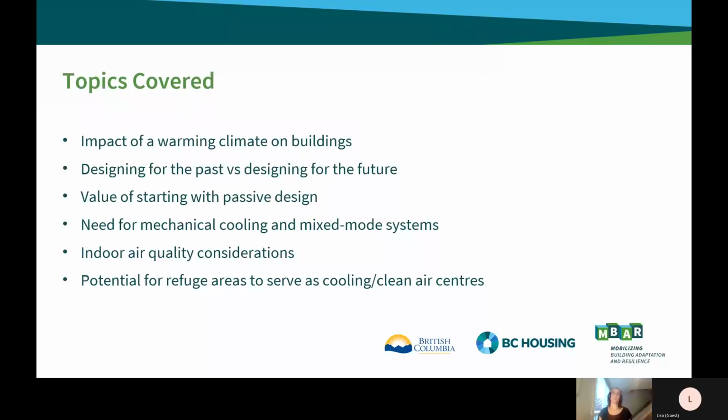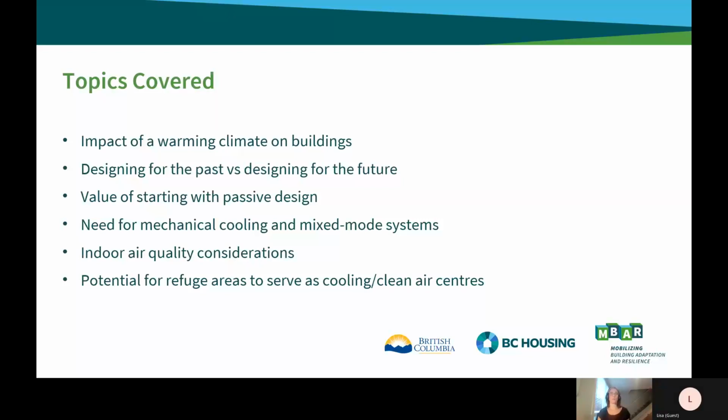So this design guide supplement was created to cover a range of these different topics, to provide designers and others interested in resilient buildings, to help them understand what the impacts of a warming climate may be on buildings. A little bit of understanding of how we can design for the future instead of designing using past climate data. And then finally, a set of strategies that can be used to help reduce energy demand or improve energy efficiency, but also minimize the risk of overheating and indoor air quality issues.